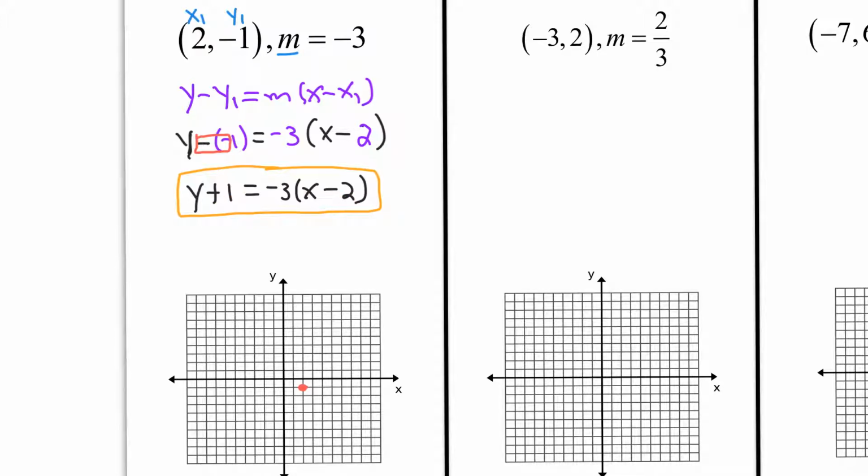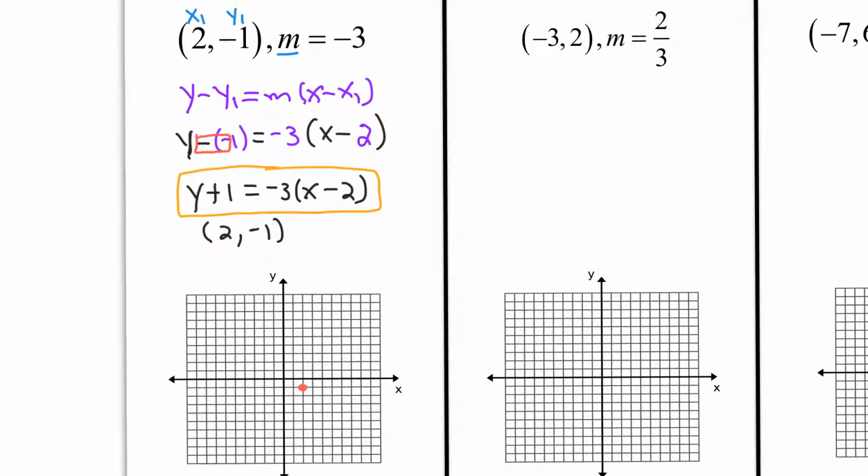So let me just do that right now. Even though we had the point already, I'm going to rewrite the point by changing the signs. So my x1 minus 2, I change it to positive 2. And my y1 positive 1, I change it to negative 1. And notice we have the same point as the one given to us. So that's the point we have. That's how you start. You start by plotting the point on the coordinate plane.